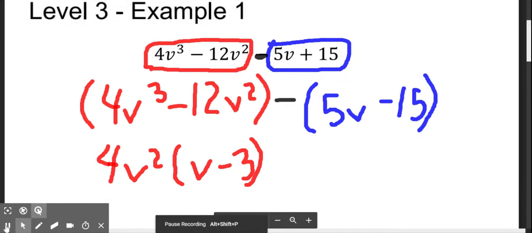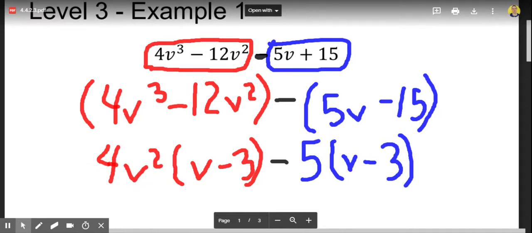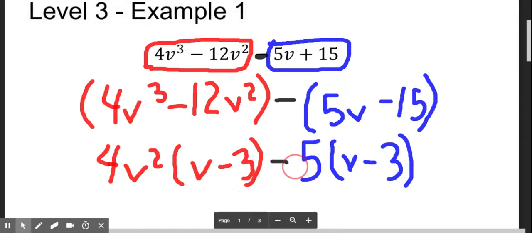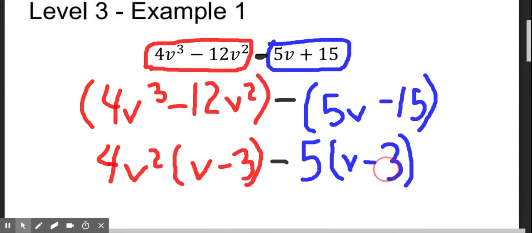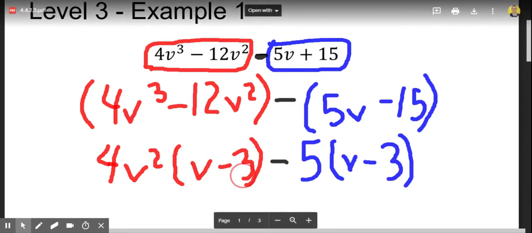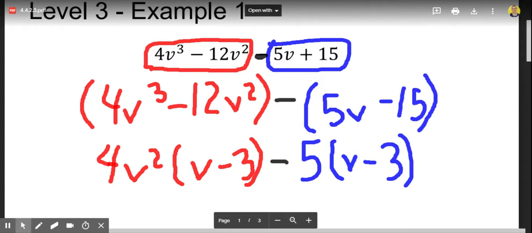So I'm going to go ahead and pause and draw this out. As you can see here, I have 4v squared times v minus 3, and from that I'm subtracting 5 times v minus 3. You'll notice why it was so important that I take out that negative, because v minus 3 and v minus 3 are the same thing. It shows up in both groupings. And I needed to make sure that it was v minus 3, not a positive 5 times negative v plus 3. It's just going to show up better if I take that subtraction sign out of my second grouping.